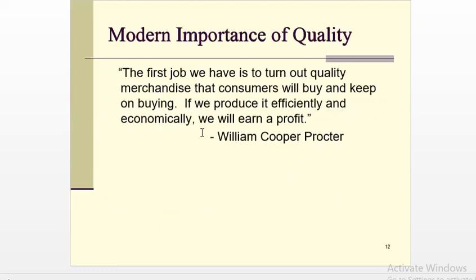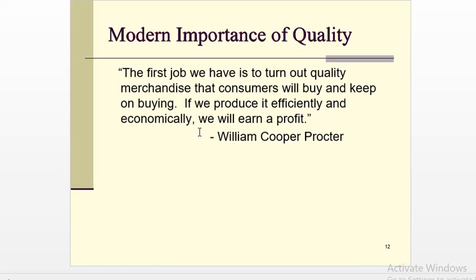So, the modern importance of quality. William Cooper Procter defines it this way: the first job we have is to turn out quality merchandise that consumers will buy and keep on buying. If we produce it efficiently and economically, we will earn a profit.